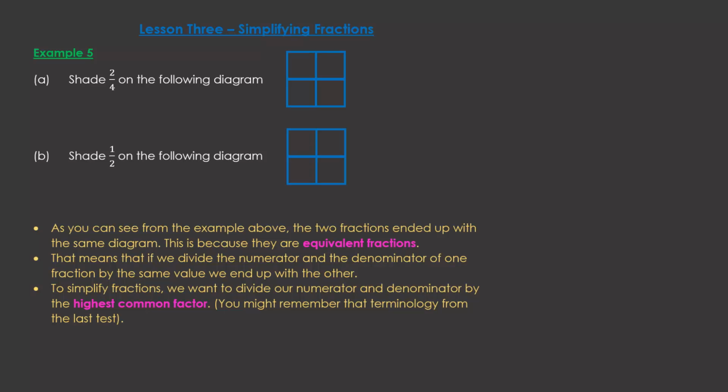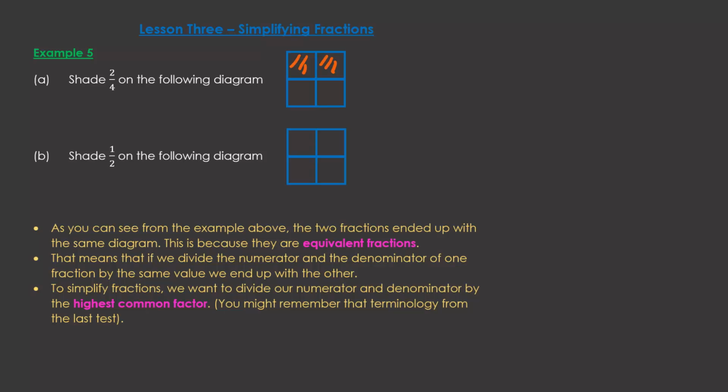So in this lesson, we're going to look at simplifying fractions. We're asked to shade 2/4 on the following diagram. So we can see that this square represents a whole and it's split into 4. That's why it's quarters. And then I've shaded 2 of them.